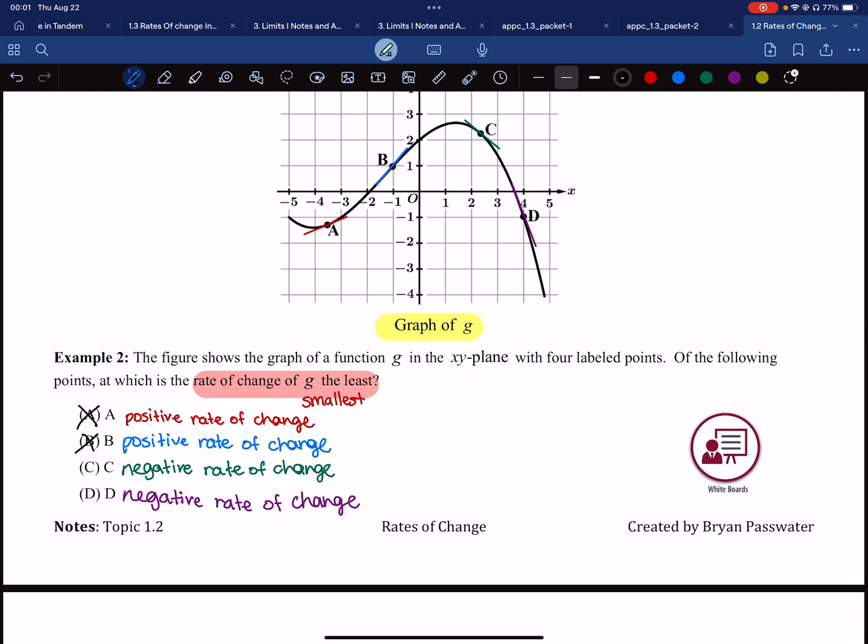So the one that is more steep is going to be point D. It's a little bit more steep than the line at point C. So the correct answer is going to be D. That has the smallest rate of change.